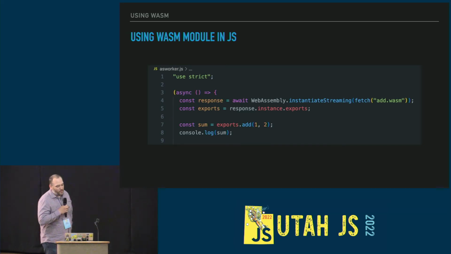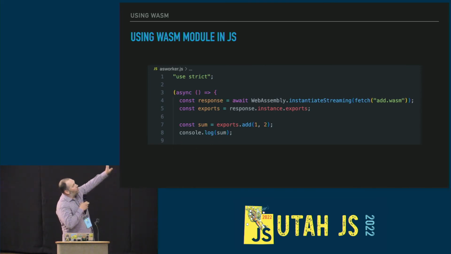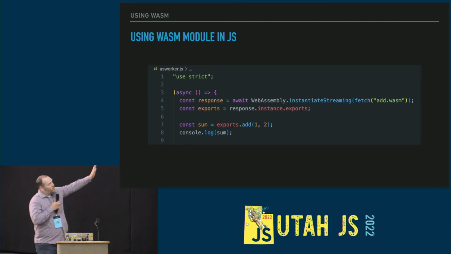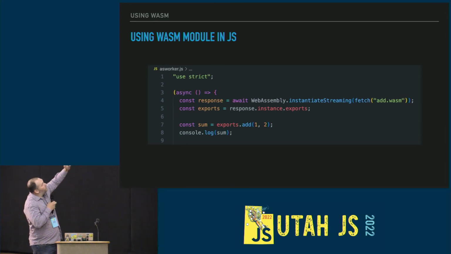In the browser anyway, you have this whole WebAssembly API. And maybe the most important function in there is instantiate streaming. So you can see I'm just fetching, I return the promise, I instantiate the WebAssembly module, grab the exports, and then I'm in business, I can use it.